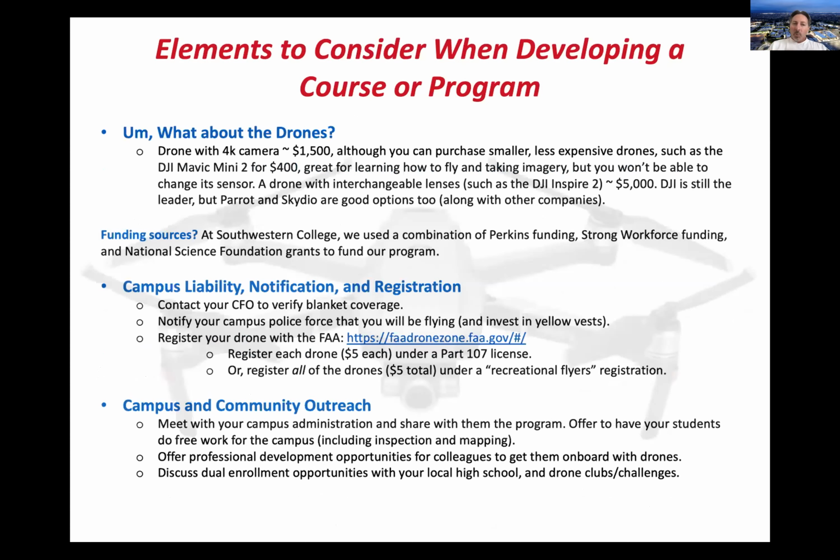If you're looking at drones, you can get a drone with a 4K camera for $1,500. Again, it's not cheap, but you can even have a program with DJI Mavic Mini 2s, $400. They're great for learning how to fly, great for taking imagery. You can't change its sensor, but if you're starting a course and the course is an introduction to applications and you want to teach students how to fly and take imagery, then this is a really good option.